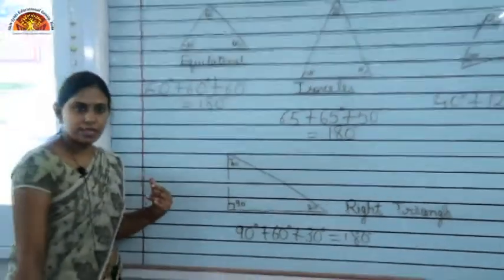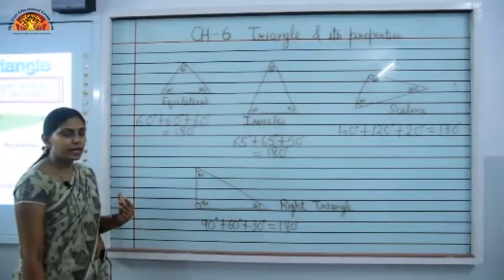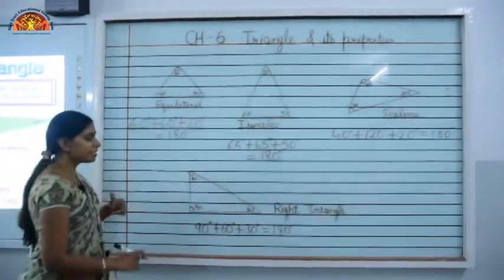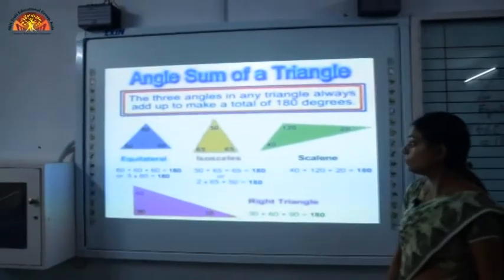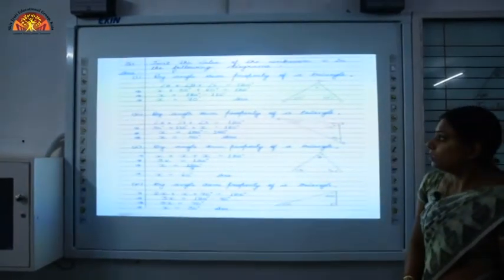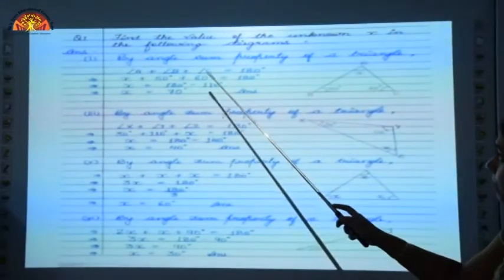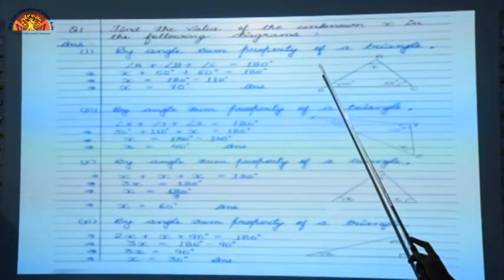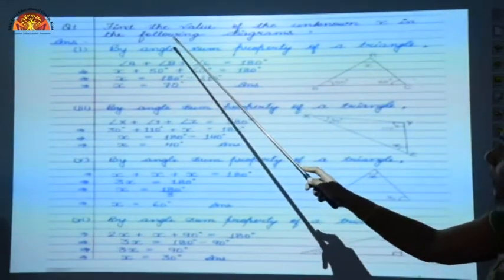Is it clear, students? This is the angle sum property of the triangle. Now just go to the next topic. Now just see some examples of the angle sum property of a triangle. Just see the question over here.